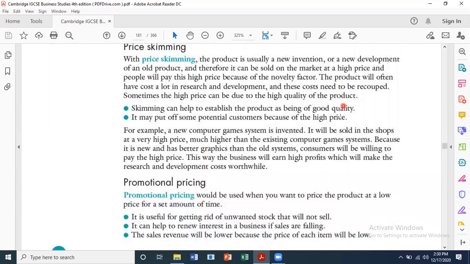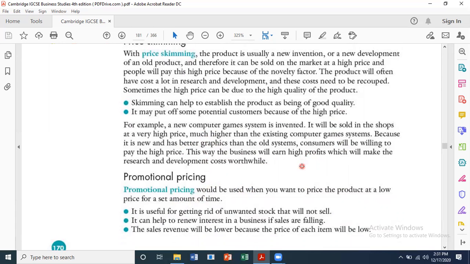a new game system is invented, it will be sold in the shops at a very high price, much higher than the existing computer game system because it is new and has better graphics than the old systems. Consumers will be willing to pay the high price. This way, the business will earn high profits, which will make the research and development cost worthwhile.